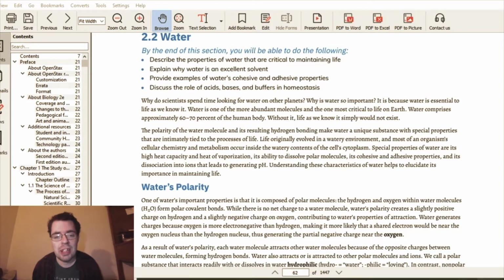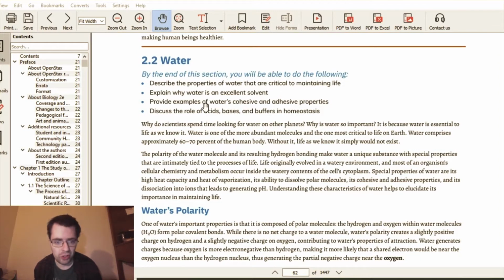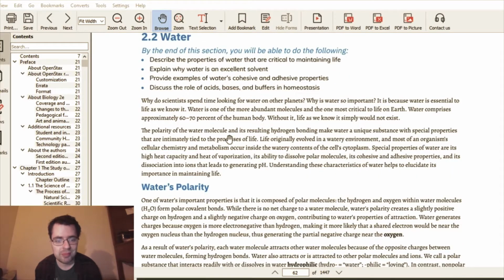Hello class. Today we will be going over chapter 2.2, which is water. Which is about water, I should say. Now the reason that water is so important is because pretty much all of life on Earth revolves around water. While living things are carbon-based, pretty much everything is either made up of water in some way or fueled by water.